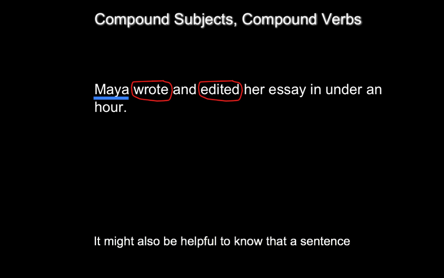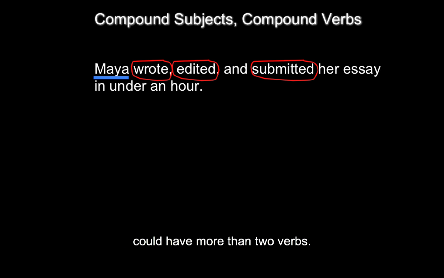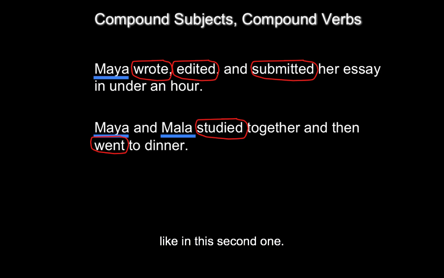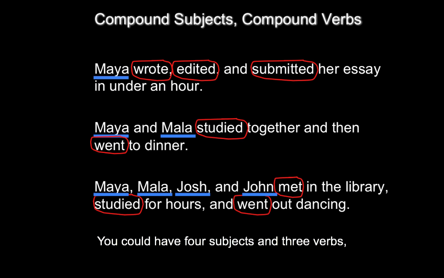It might also be helpful to know that a sentence could have more than two verbs. You could have a sentence with three compound verbs and one subject, as in this example. Or you could have a sentence with two subjects and two verbs, like in the second one. You could have four subjects and three verbs, or just about any other combination. That's part of what makes compound subjects and compound verbs so confusing.